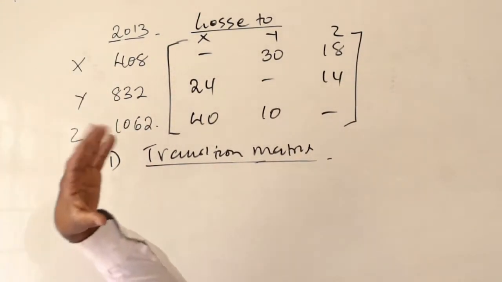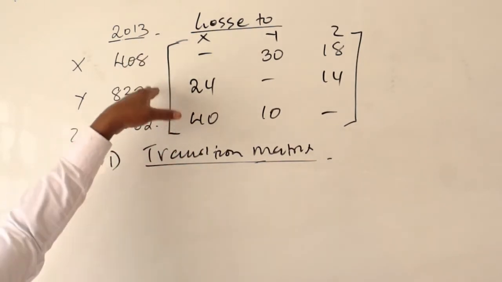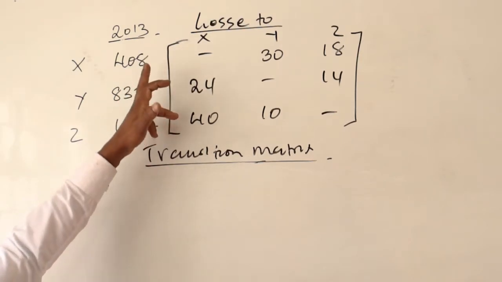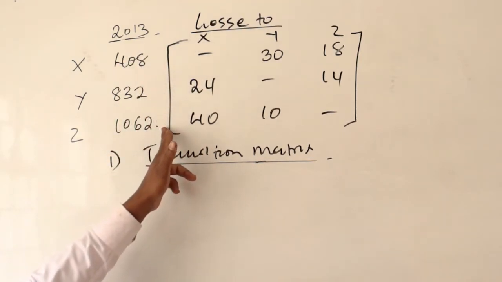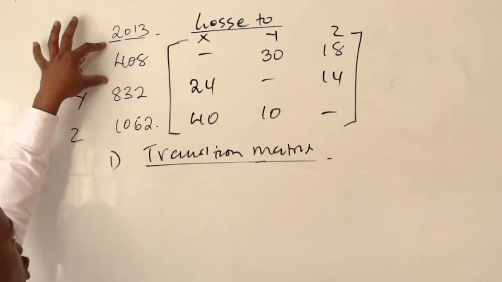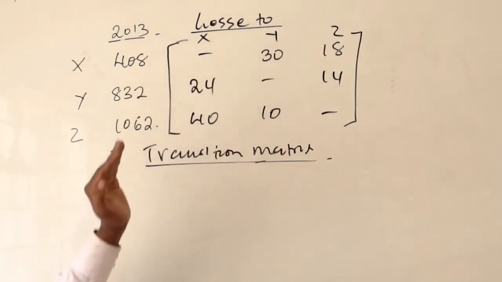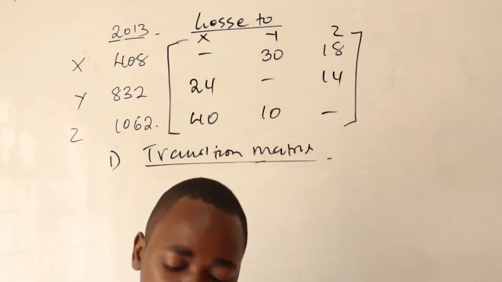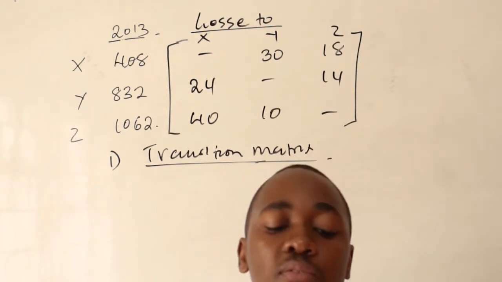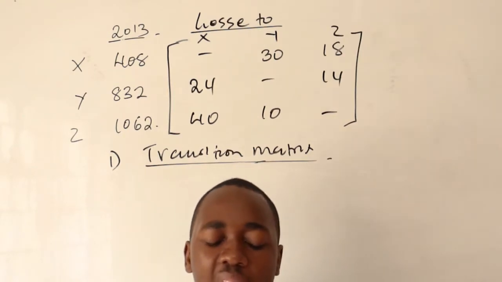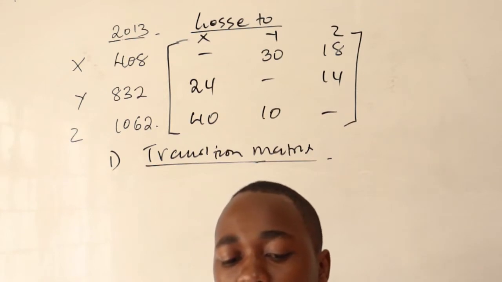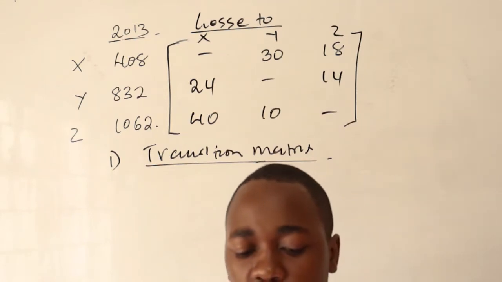So if you want to get the market share, how can you convert this data into probability? For 2013, you just add the totals, 408 plus 832 plus 1062. After you get the total, for example, to get the proportion for X, you take 408 and divide by the total. So you are given the number of clients and the market share. Then you are given the flow of clients, and for the flow of clients, you are given gains from and losses to.